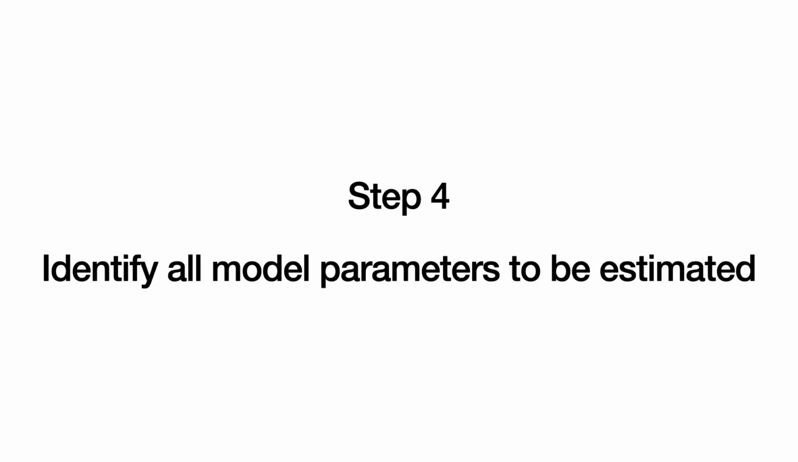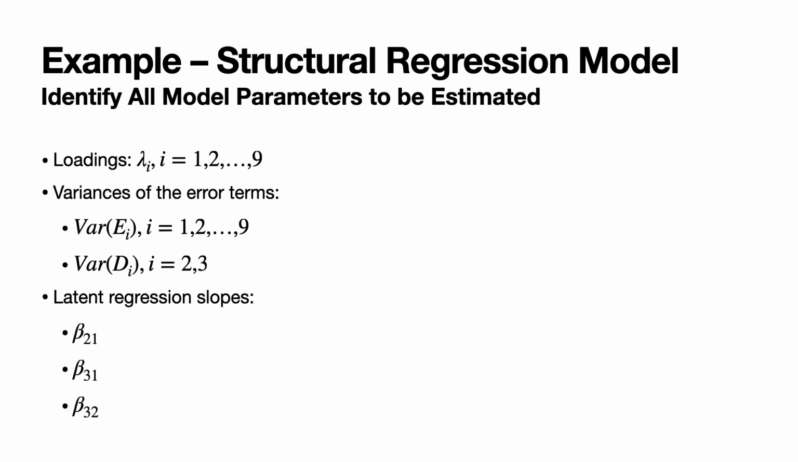In step 4, we identify all model parameters to be estimated. So we have the loadings. These are the slope coefficients on the equations relating the manifest variables to the latent constructs that impact them, lambda 1 through lambda 9. We also have variances of the error terms in the model. There are 9 error terms associated with the regression equations for the manifest variables, E1 through E9. Each one has a variance term associated with it. And so we have those 9 variances.